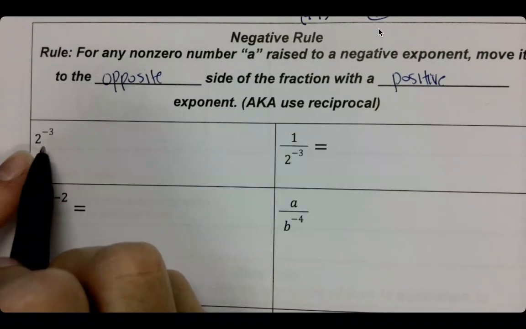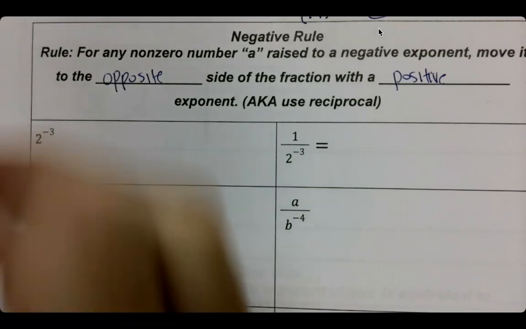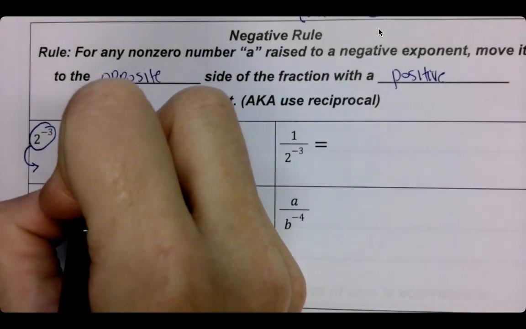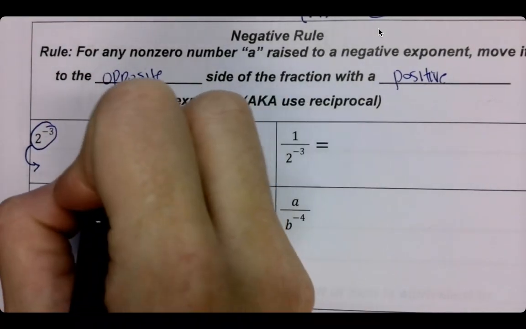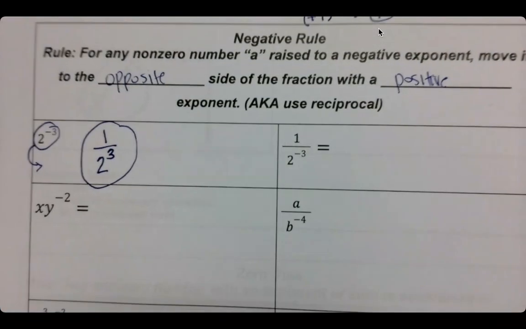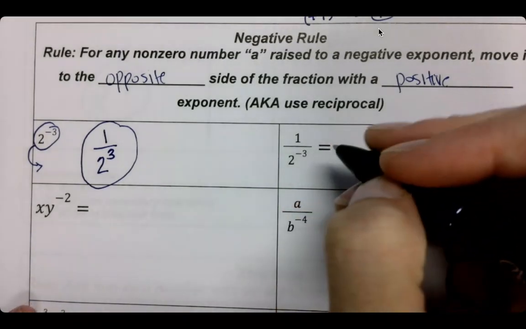Where is this 2 to the negative 3 right now? It's technically on the top, so we would move it to the bottom. So this would move down here. So it'd be a 1 on top, and then we have 2 to the third on the bottom. And that's all we're doing. Nothing crazy.